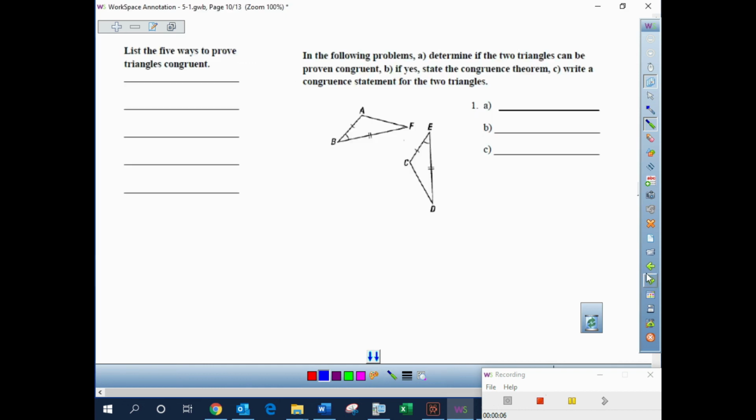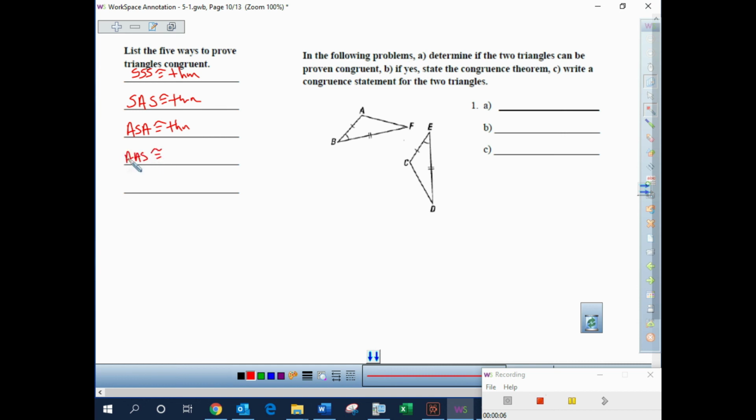So let's try some over here. First, they want us to list the 5 ways to prove triangles congruent, so we just have to practice getting good at that. The first one was side, side, side congruence theorem. Then side, angle, side congruence theorem. And then just switch those letters around: angle, side, angle congruence theorem. And then angle, angle, side. That was the trickiest one, where the two angles had to be in the right order. And then the last one is hypotenuse-leg congruence theorem. So these are the 5 ways to prove triangles congruent.